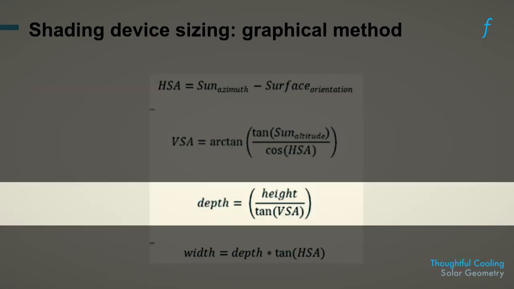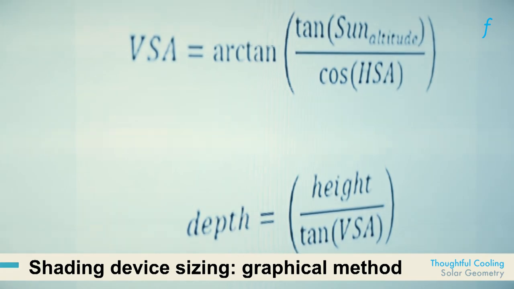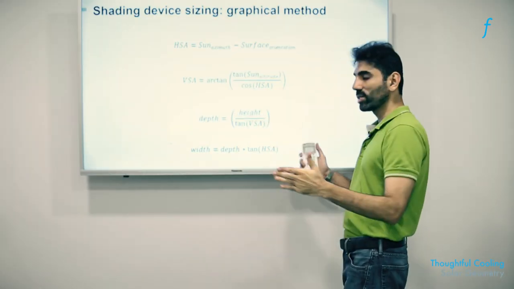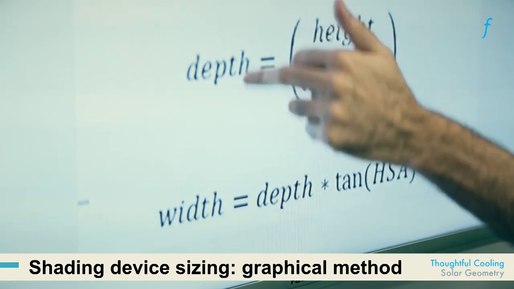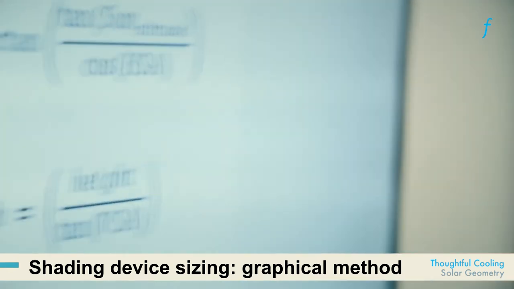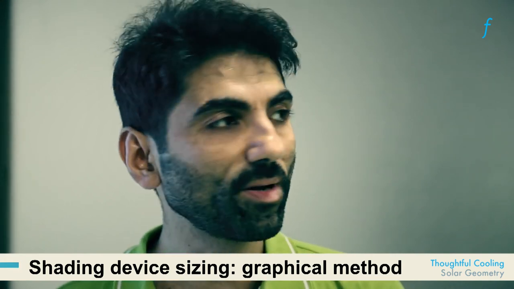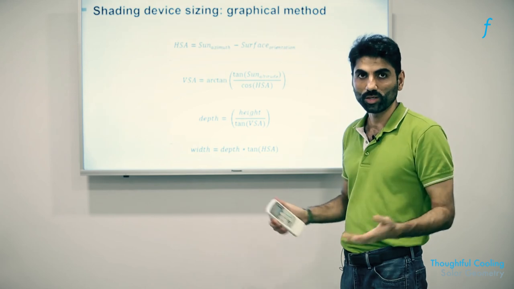The depth of the overhang that I need is nothing but the height of the window divided by the tangent of that vertical shading angle. That gives me the depth. It tells me how deep my shading device needs to be. The width of the shading device is nothing but the depth times the tangent of the horizontal shading angle. These two, for either the horizontal or the vertical shading device, help me figure out how deep and how wide the slab of concrete needs to be if it's a concrete shading device.